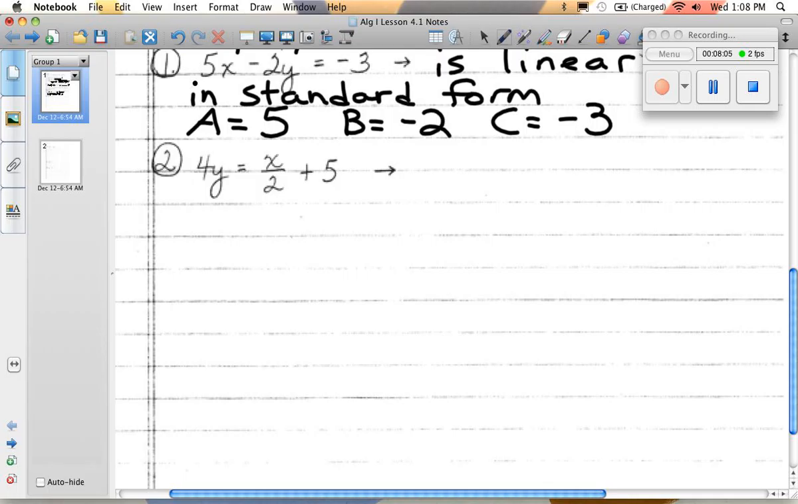Has anybody got another test they don't think it passes? Are X and Y both to the first power? Yeah, they actually are, even though you don't see the power, remember? If you don't see a power on something, it's to the first power.